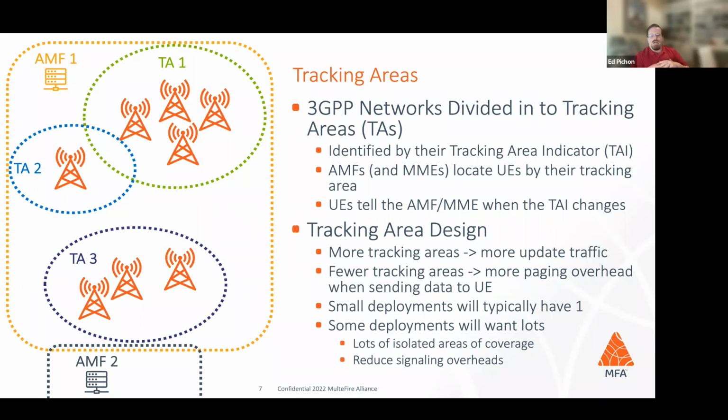to have multiple tracking areas, one per each isolated island of coverage. So if you have multiple buildings on multiple campuses scattered around a large geographic area, one of the things you would do is you would set each area of coverage to have its own tracking area. So in small network deployments, you might end up with a fair number of tracking areas, depending on how you design your network layout. So that's tracking areas.